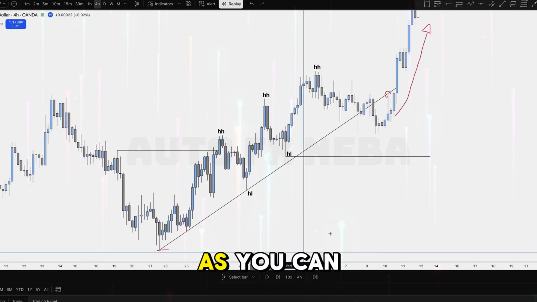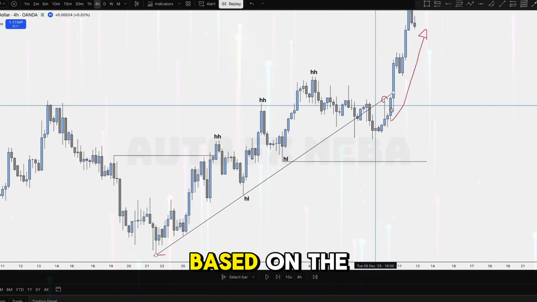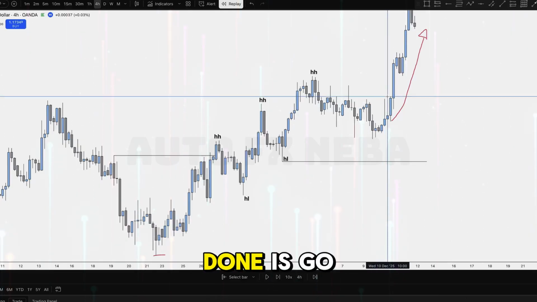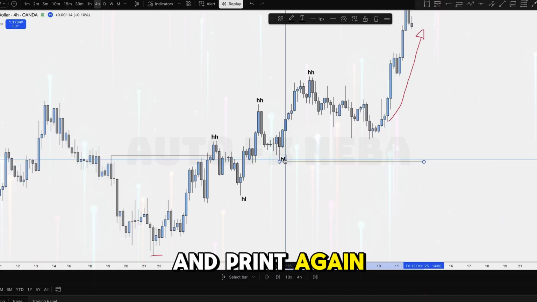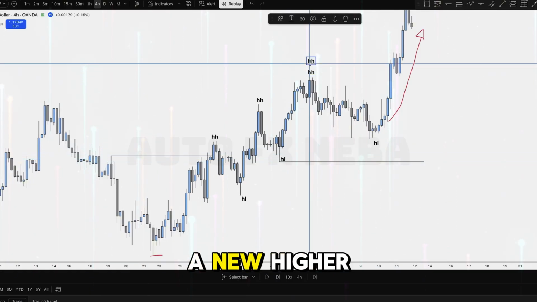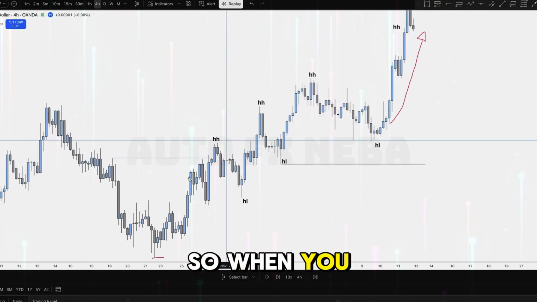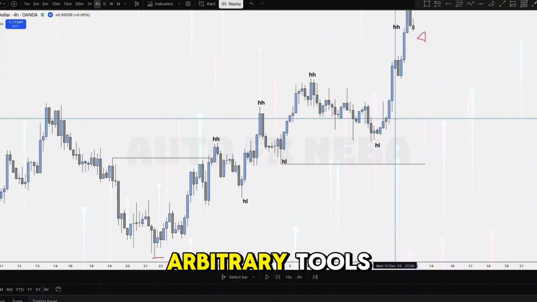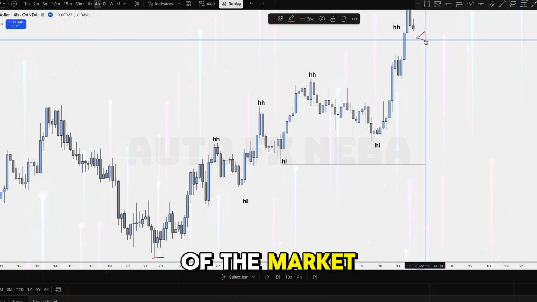In this example, as you can see, we drive higher. Based on the high-low structure, that is completely obvious because all we've done is go and print again a new higher low and then a new higher high over here. So when you look at the raw price action, it's a very simple trade. When you look at arbitrary tools, you're caught on the wrong side of the market where you really don't want to be.